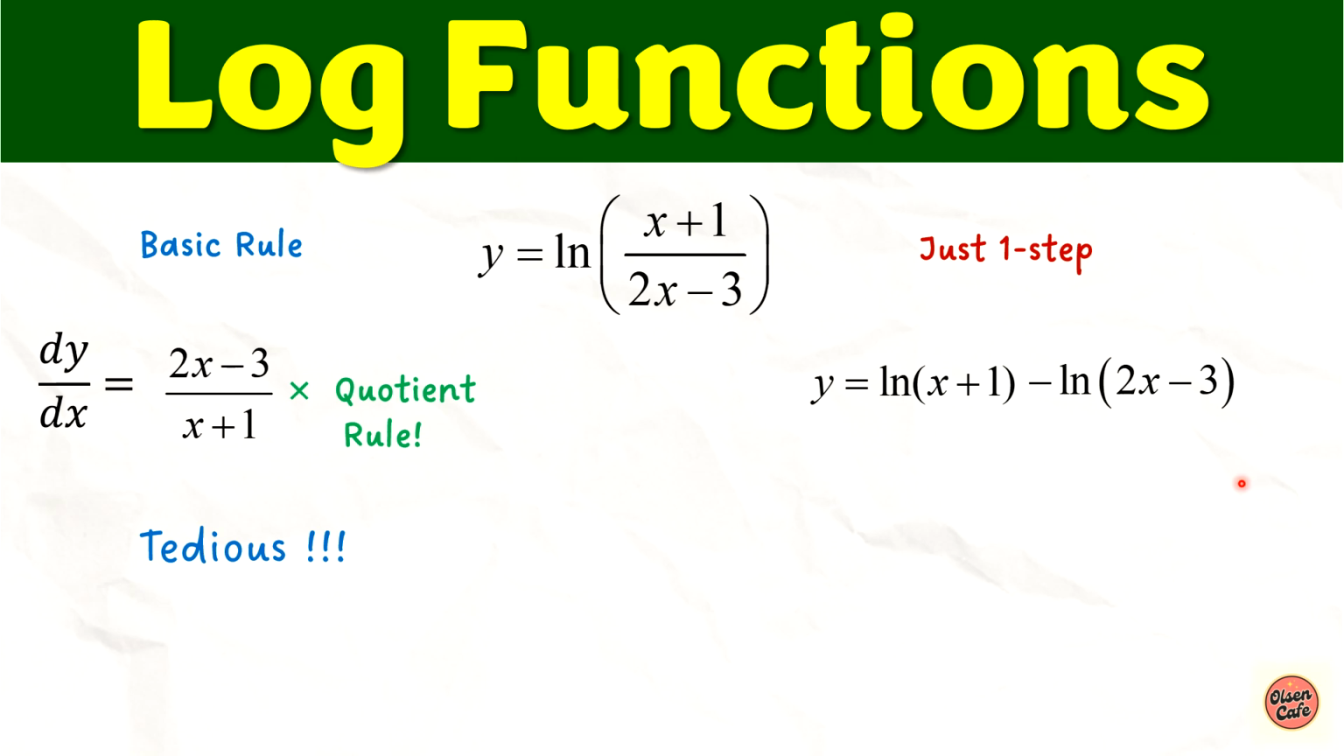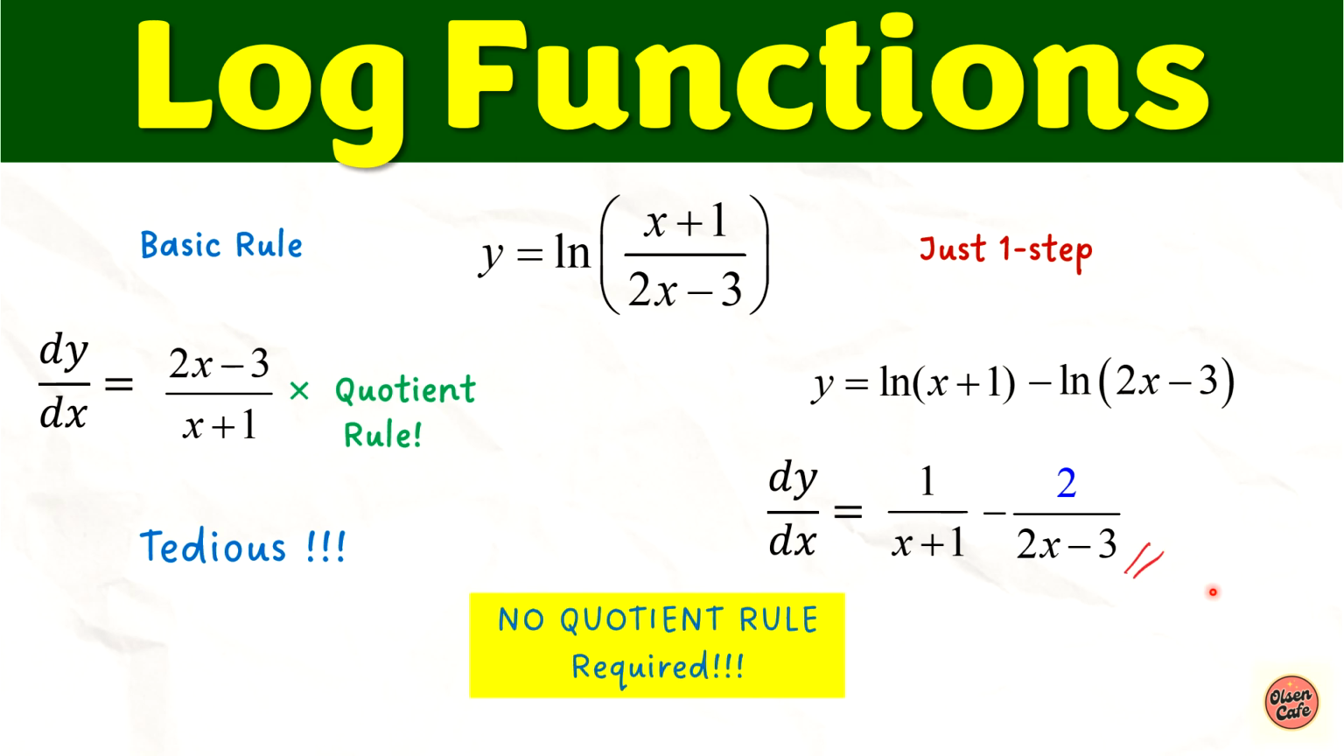I simply go back to the basic rule. The derivative will give me 1 over x plus 1 for the first function, and for the second one, I will simply get 2 over 2x minus 3. So I am able to get the answer very easily without even needing to use the quotient rule at all. I do hope all of you find this one step very easy and very useful. So apply laws of logarithm.